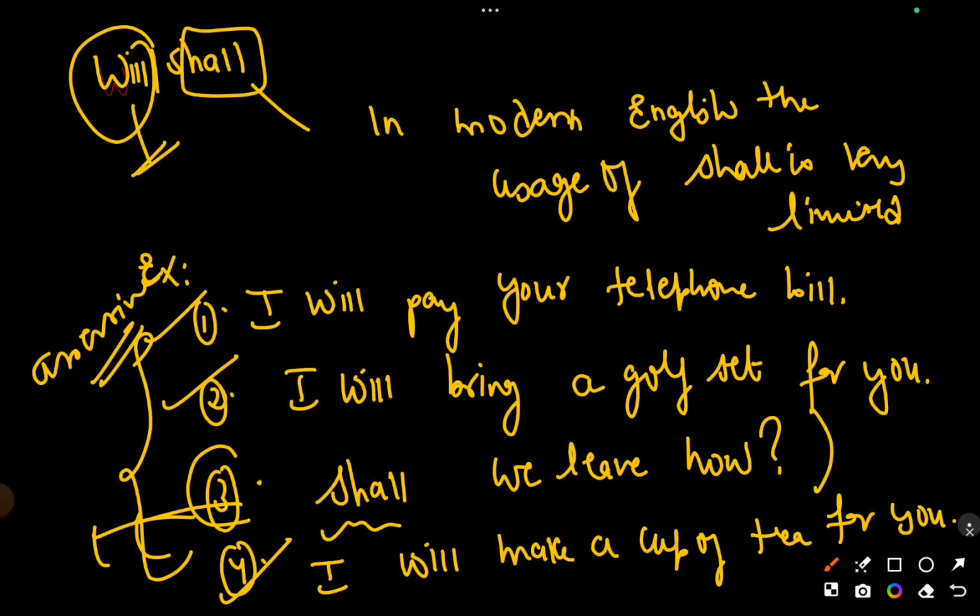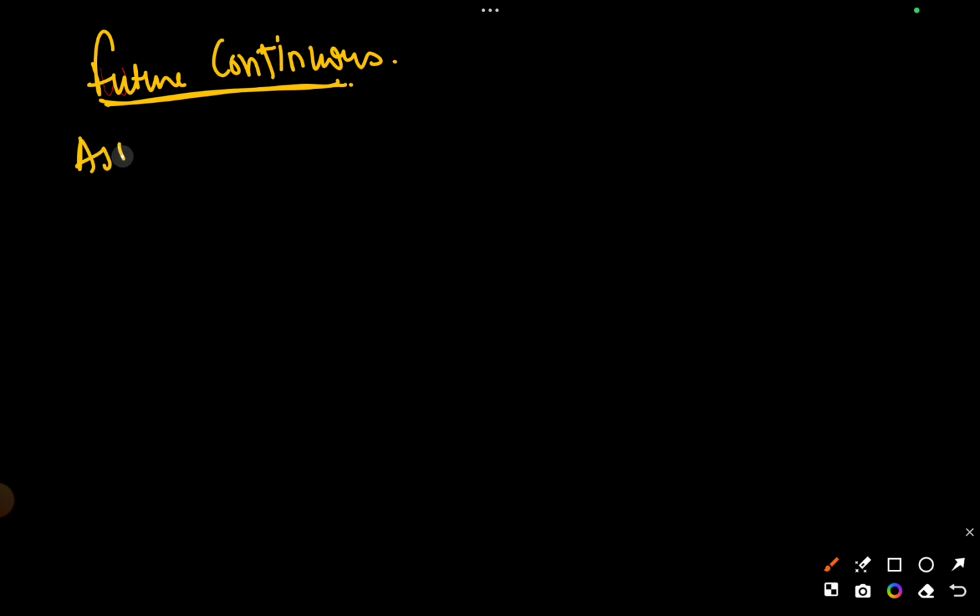Now let's move forward to future continuous. Before that, let's see future continuous in assertive form. We will do the assertive form of all right away, then we will see negative form and then interrogative form. In your books it is also given like this. First of all assertive form, then negative, then interrogative.